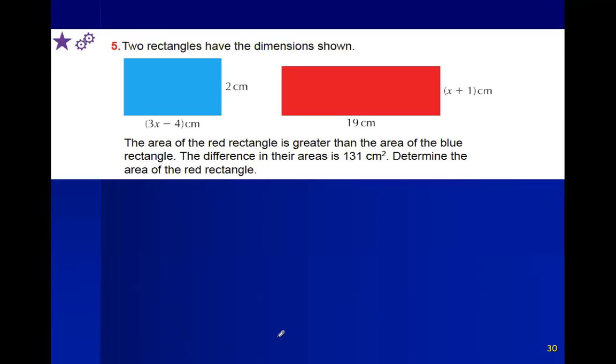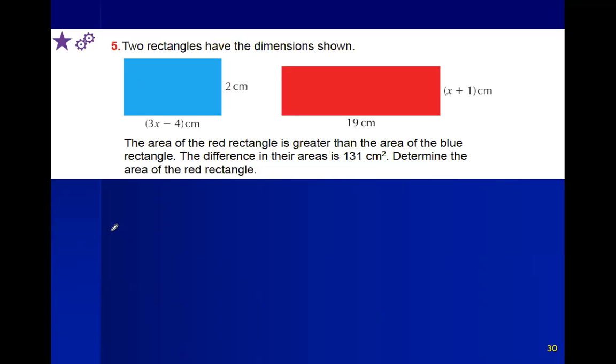Let's see exercise 5. Two rectangles of the dimensions shown there. The area of the red is greater than the area of the blue. The difference in the areas is 131. Determine the area of the red rectangle. So, first of all, we need to determine the area of each of them, because they've told us that the difference between the areas is 131. So the first thing you would need to do is the area of this one.